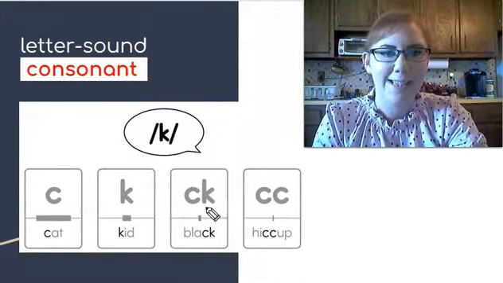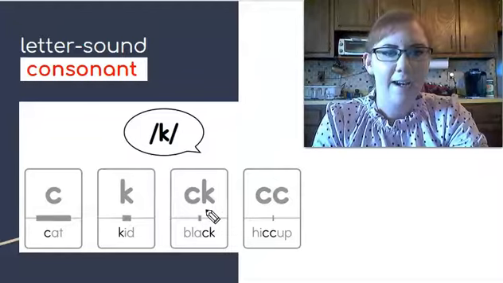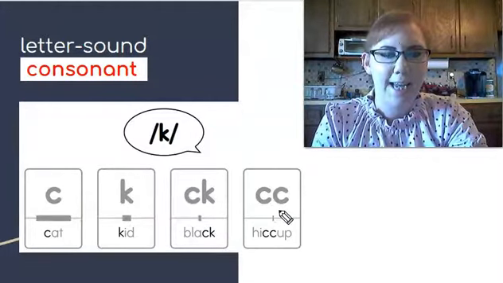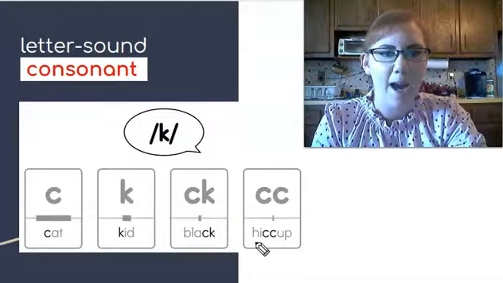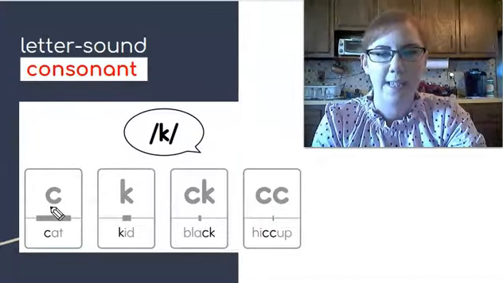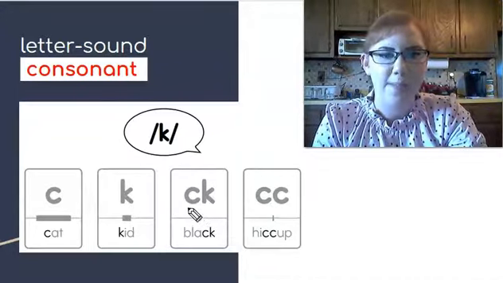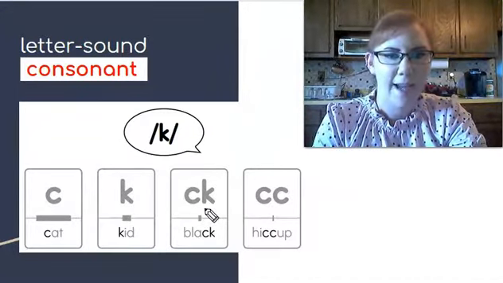C, K together can say K, like in black. C, C together can say K, like in hiccup. Hiccup. That means usually you'll spell K with a C or a K, but sometimes you'll need a C and a K together, or 2 C's.